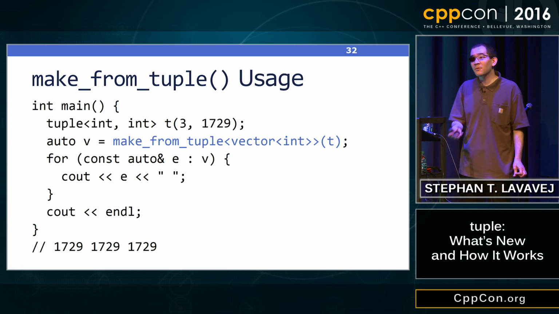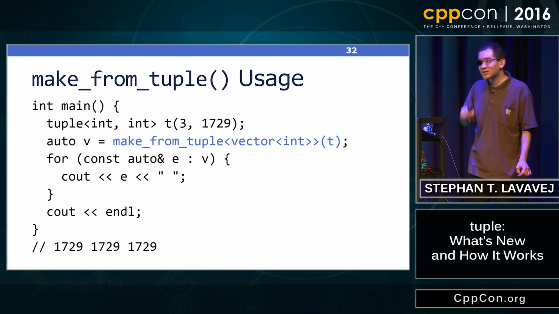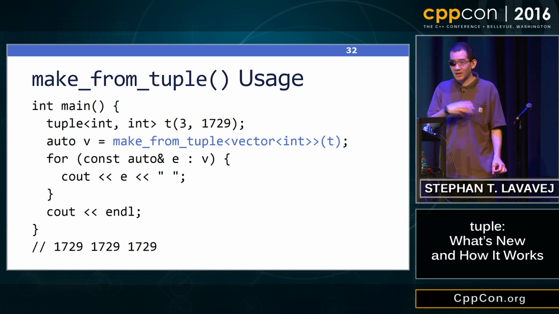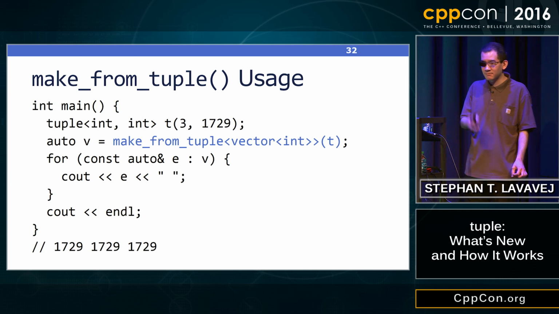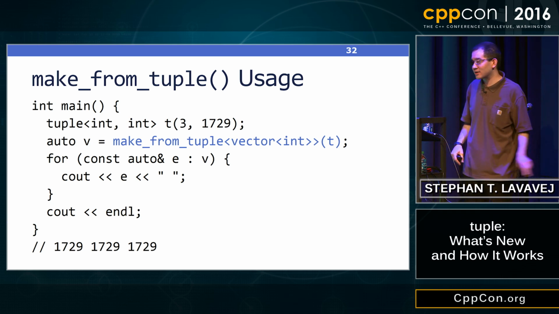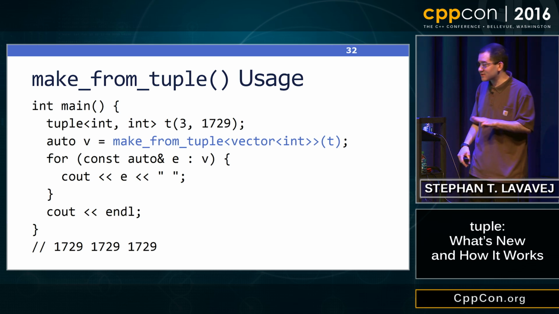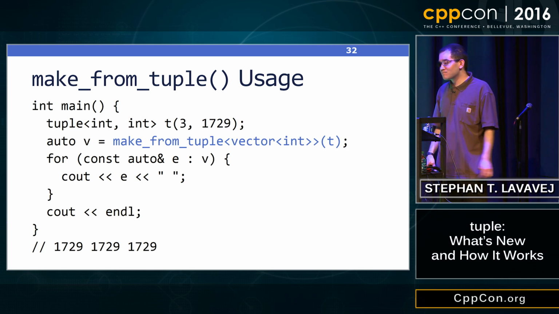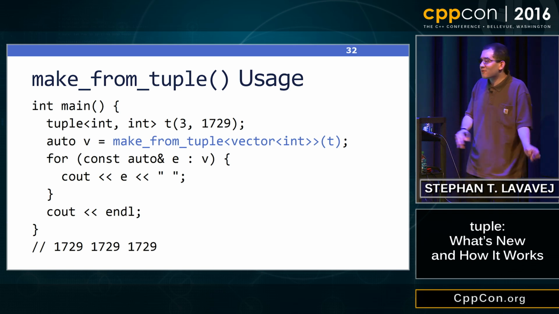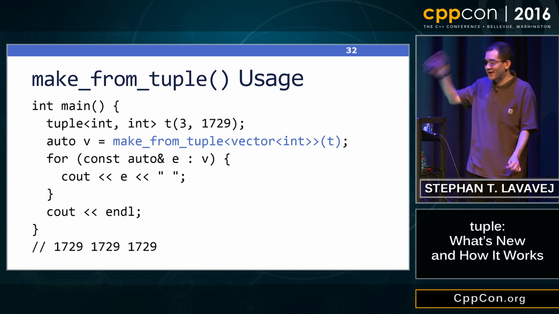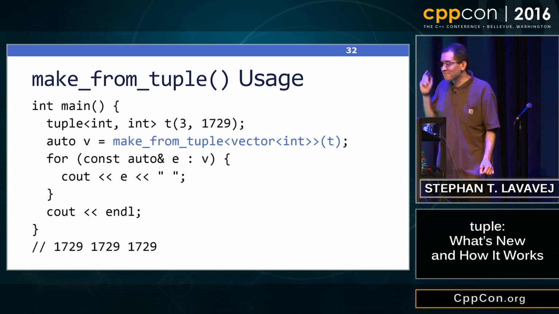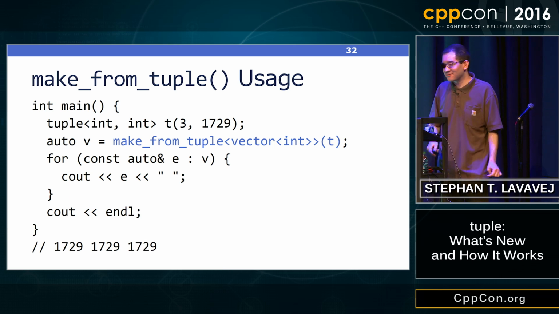And because make from tuple uses parentheses, not braces, which all of the standard library uses parentheses in this context, just like make_shared and all that, I don't get 2 integers that are 3 and 1729. I get 3 copies of 1729. The standard library may handle braces at some point. The problem is you can't perfectly forward them. Like tuple sort of serves that. Anyway, I could rant about this for years. Make from tuple, parentheses, could be convenient.